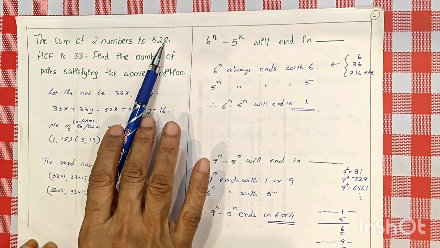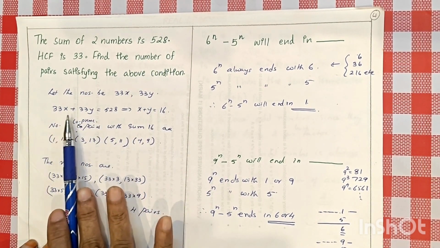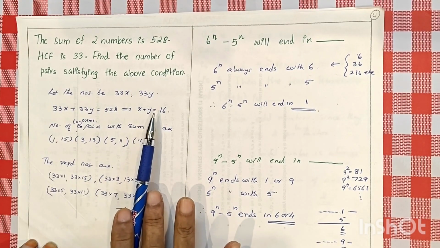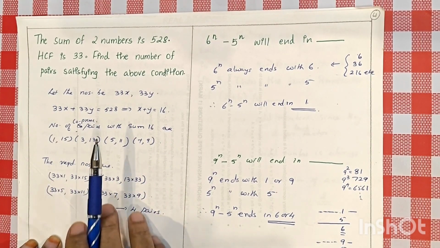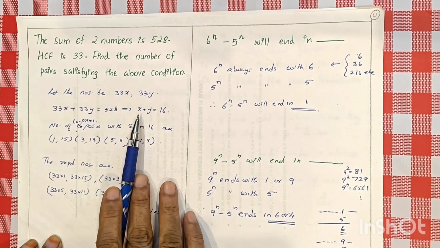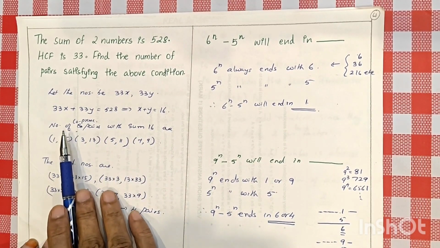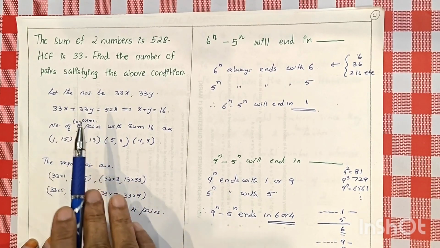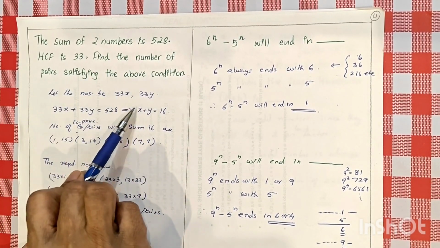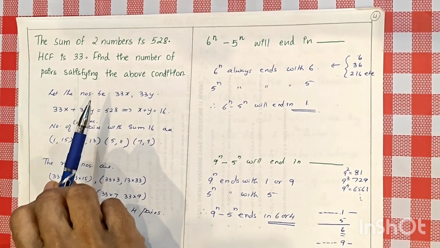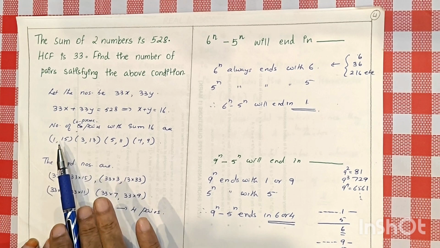So the sum is 528. So 33x plus 33y equal to 528. So 33 is common throughout. So x plus y equal to 16. Now we have to find the numbers where you will get the sum as 16. You have a lot of numbers, but we have to find co-prime pairs, because HCF is what we are considering. So the pairs that we are going to find are co-prime pairs.